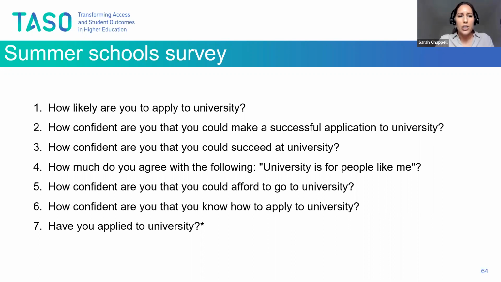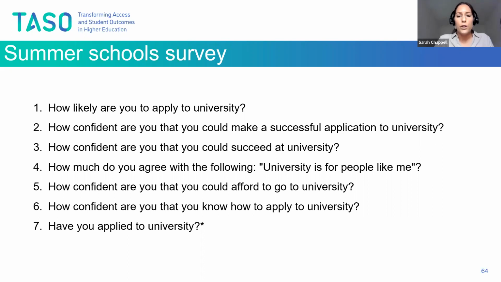And this survey is actually administered before the summer school takes place. It's administered again after the summer school takes place. And then we have a final question, question 7, have you applied to university? And this is asked in January in line with the UCAS deadlines, but only for post-16 summer schools. So there's a few things that we're looking to measure. The obvious one: how likely are you to apply to HE?